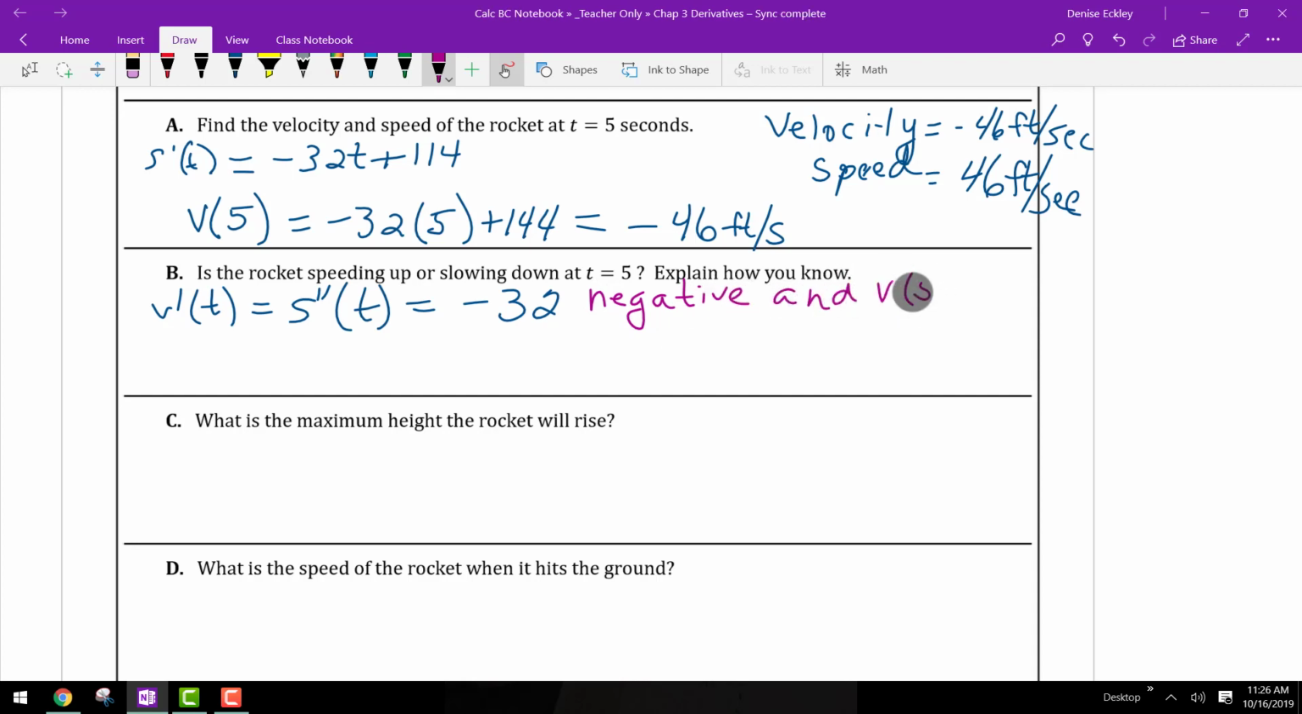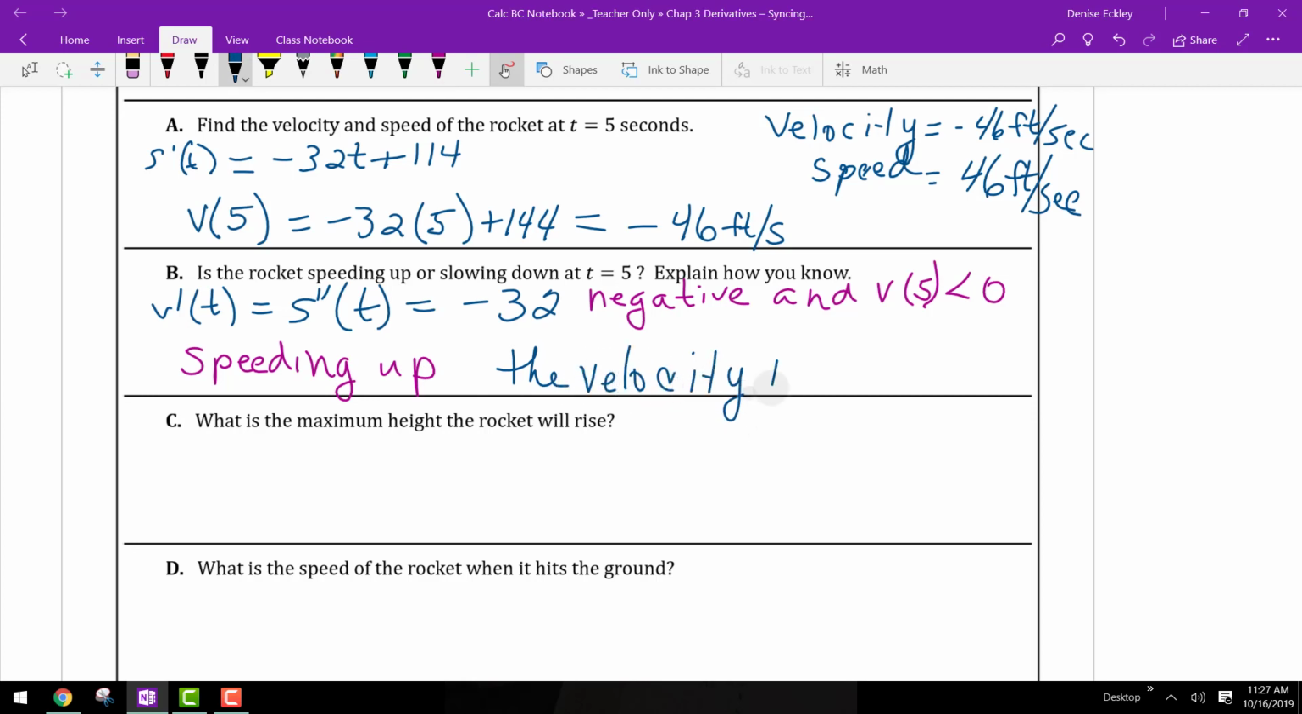V of 5 is negative. We found that in the last part. So it is speeding up. And our justification is going to be the velocity and acceleration have the same sign.